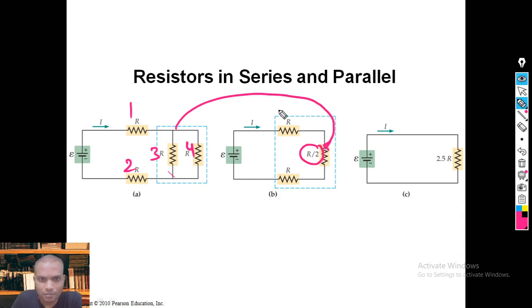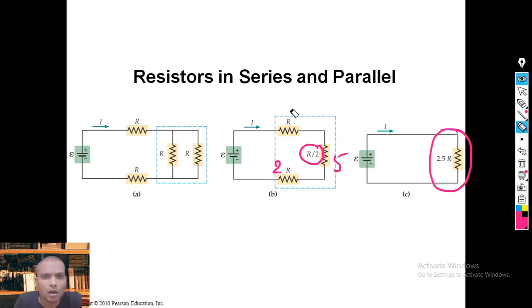Now suppose we call this resistance 5. Now 1, 5 and 2 are again in series, and we know how to reduce the circuit. Now it becomes a single resistance. So we know how to combine these resistances.